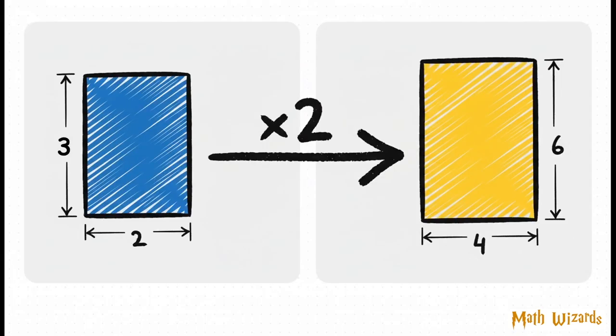And check this out. You can see it right here. The width doubled from 2 to 4. The height doubled from 3 to 6. It is the exact same rectangle, just proportionally bigger. No stretching, no squishing. Perfect.